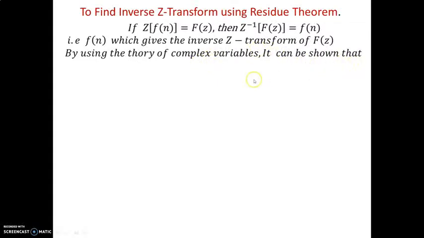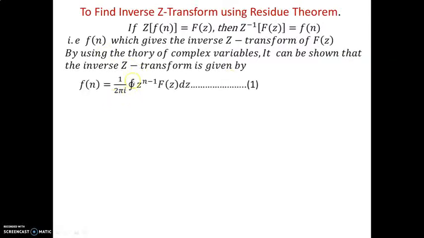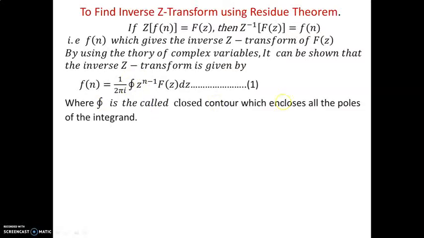It can be shown that the inverse Z transform is given by f of n equal to 1 by 2 pi i integral z power n minus 1 F of z dz. This integration is called the contour integration, which encloses all the poles of the integrand. To evaluate this integral of z power n minus 1 F of z dz, we can use the residue theorem.